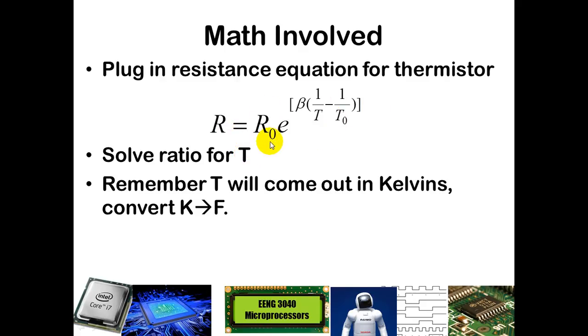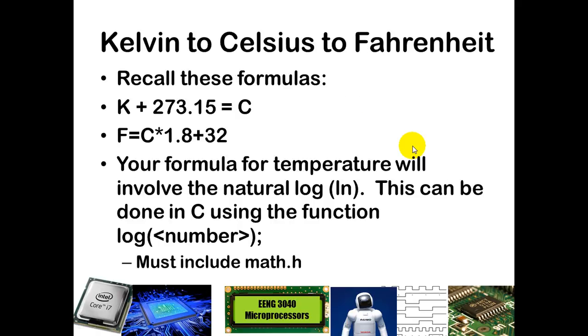We know what R naught is. That's going to be our 10 kiloohms. We know what our T naught is. That is 298 Kelvin. And then we know what our beta value is. That is the 3950. And so e is the natural number here. We can actually just solve and get back our T value. And so remember, T is going to be in kelvins, and you can convert that back to Fahrenheit. And here are some of the formulas that you can use to do that.